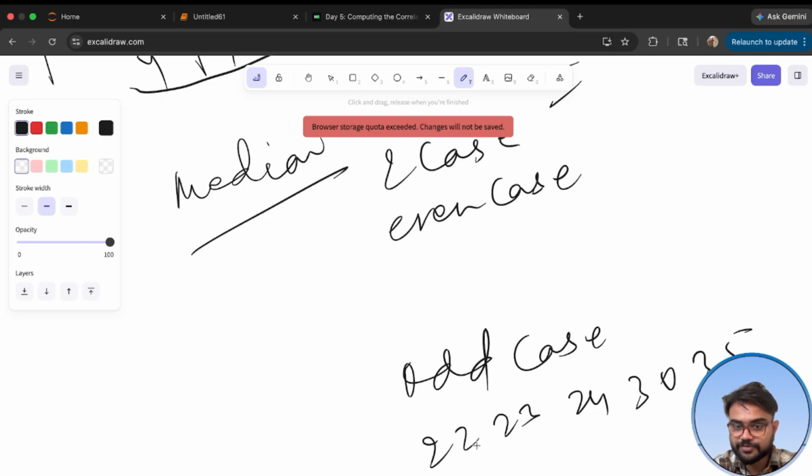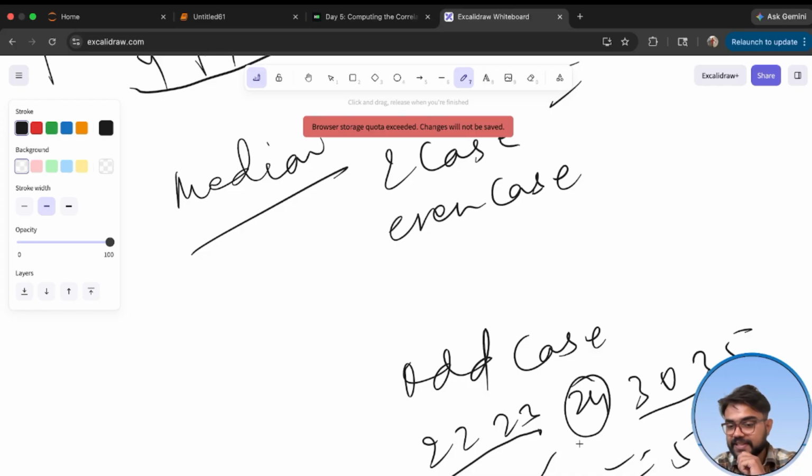This is the odd case, because we have a total of 5 marks. So 5 is an odd number. If someone asks you how to calculate the median, you have to take the middle value. You have to leave 2 data on the left side and 2 data on the right side. So the middle value is 24, and the median would be 24. I hope you got it.